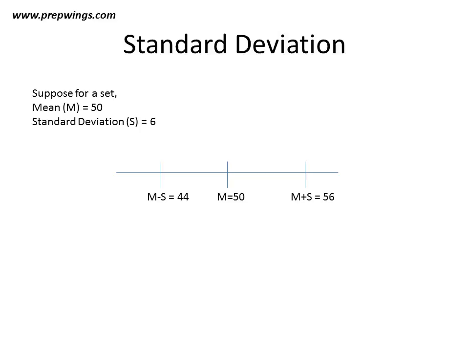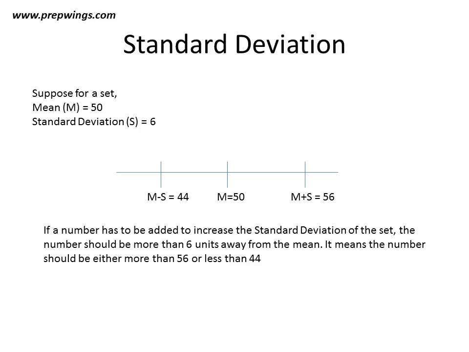Now suppose if we have to add a new element to the set. Okay. To increase the standard deviation. So the current standard deviation is 6. If I want to increase the standard deviation, a new number should be added in such a way that the number is more than 6 units away from the mean. What that means is the number should be more than 56.